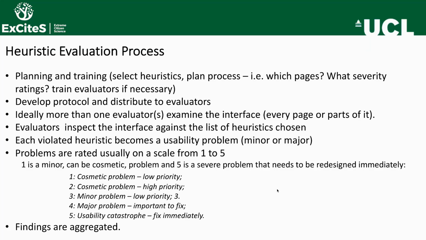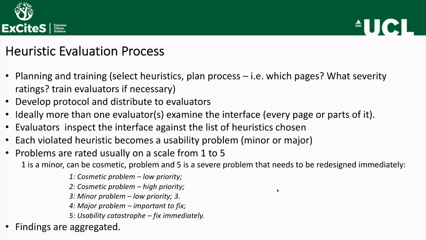So the process that you will follow is the following. We start by planning, and this is planning of how the method will be applied, and of course providing training to your evaluators if it is necessary. In this stage, you need to select the heuristics that apply to you. For example, if you evaluate e-commerce websites, then you will need heuristics that target e-commerce websites. If you evaluate citizen science applications, then you will need to use heuristics that target citizen science applications, and so on. The process that you will follow, the severity ratings that you will use, and so on.